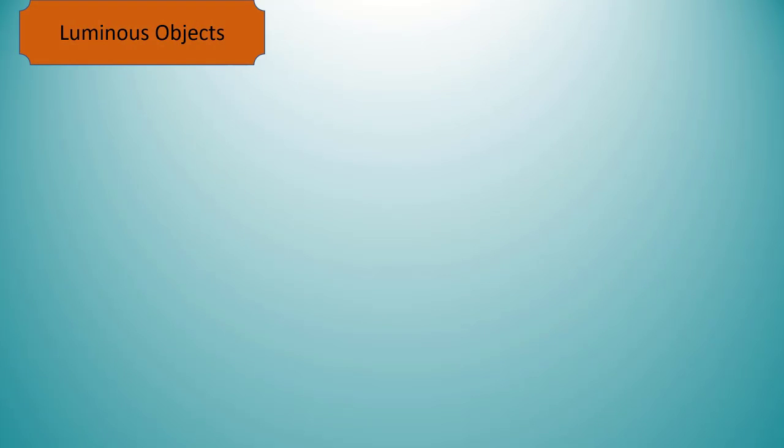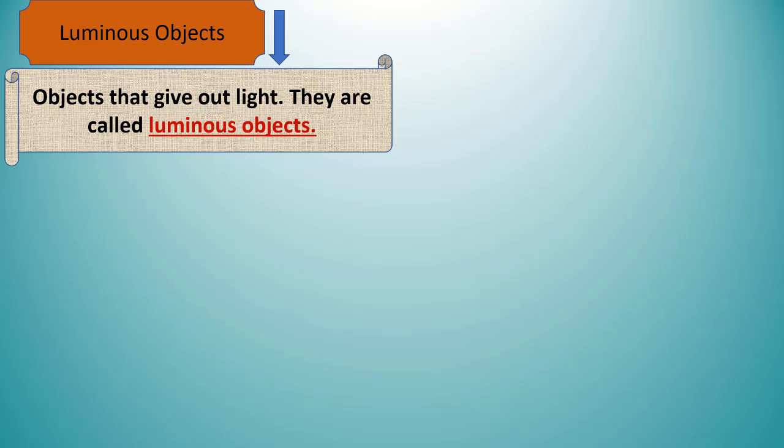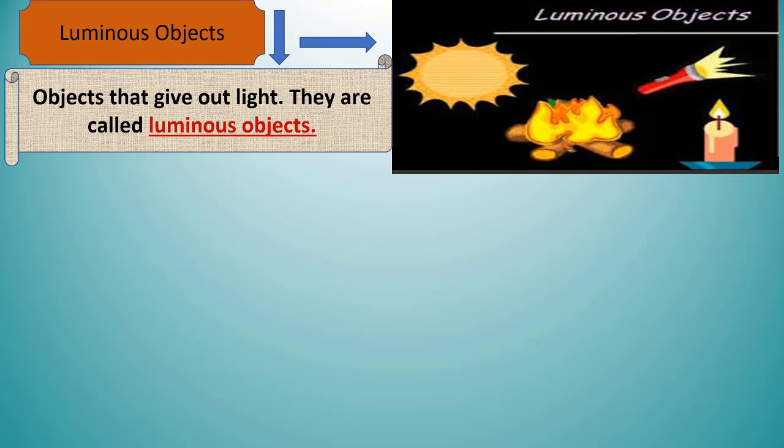So we have learned about luminous object and non-luminous object. Now see the luminous objects. So students, objects that give out light, they are called the luminous objects. See the objects which give us light. So these objects give us light, sun, fire, torch and candle. These are the objects which give us light and they are called the luminous objects.